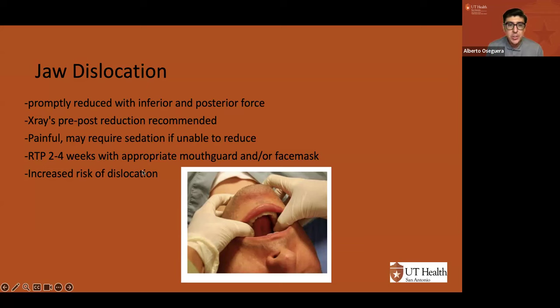Once you get it reduced, return to play in a couple of weeks is appropriate, as long as it's a simple dislocation with no secondary fracture, and a mouth guard and/or face mask is recommended, depending on their sport and ability to use a face mask. Once it's dislocated, it's at further risk of dislocation, as with any joint, so repeat relocations will be easier if they are a repeat offender.